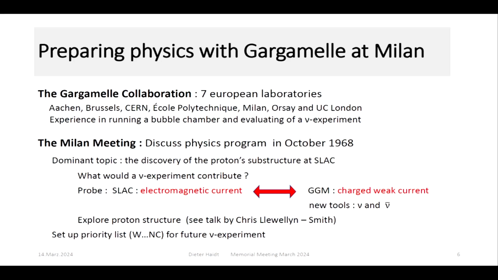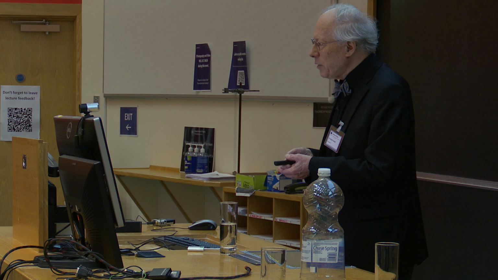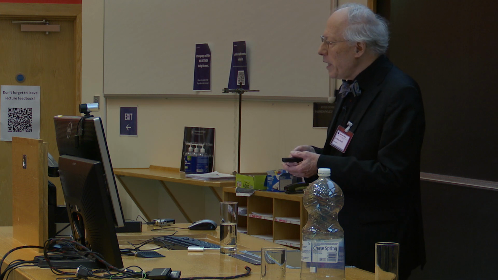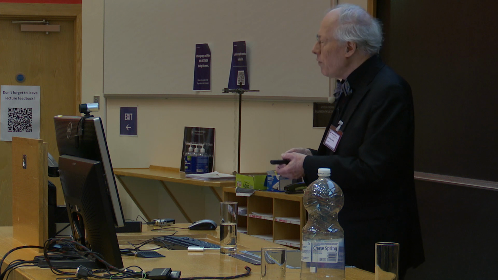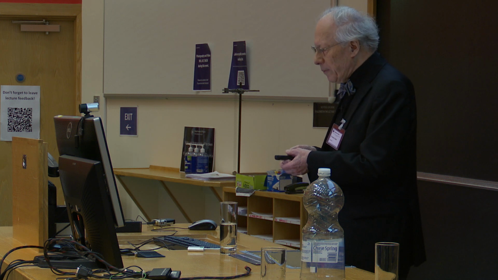So in the meantime, Lagarrigue was forming the Gargamelle collaboration consisting of 7 European laboratories: Aachen, Brussels, CERN, École Polytechnique, Milan, Orsay, and University College London. So you can see there is both experience in running a bubble chamber and on the other hand also experience in evaluating a neutrino experiment.